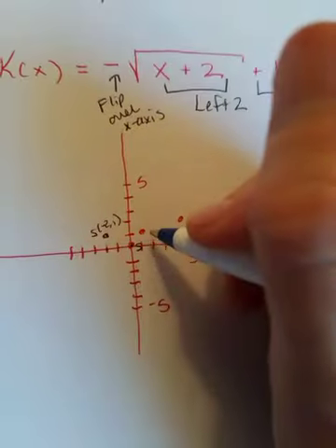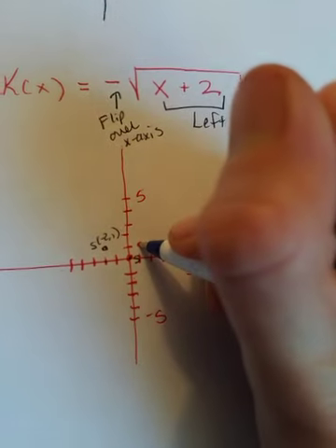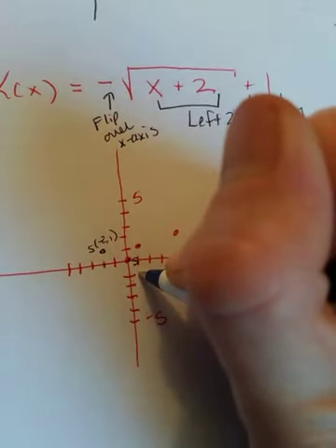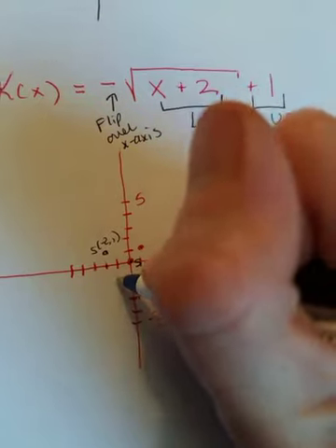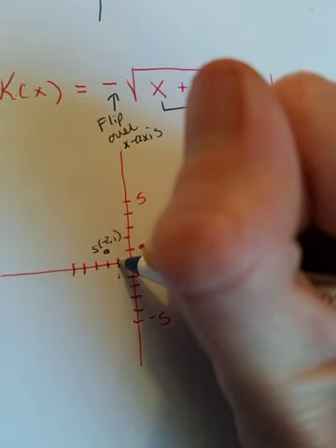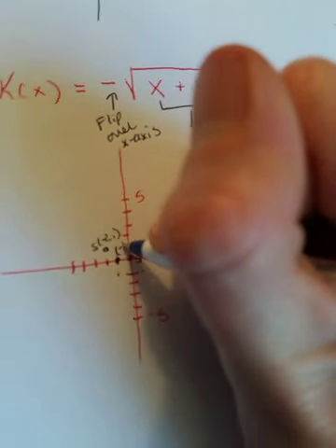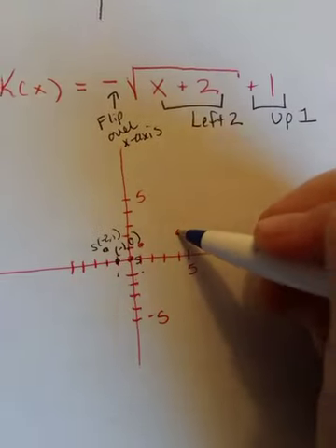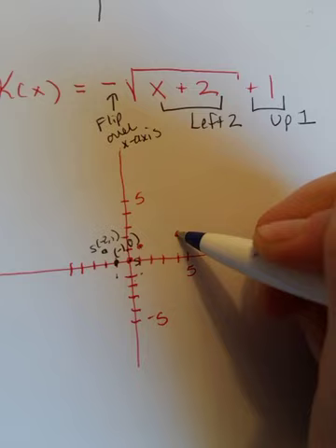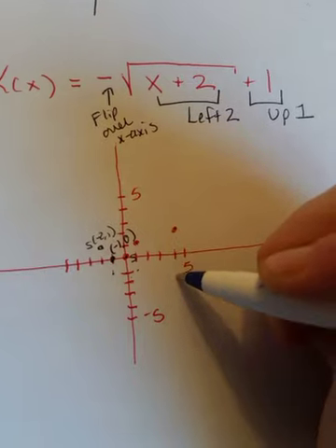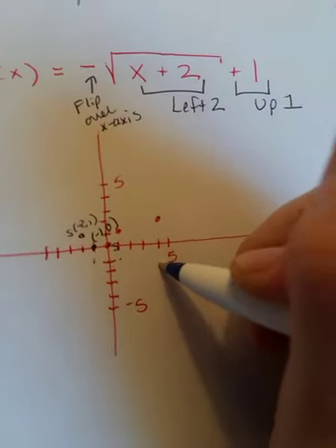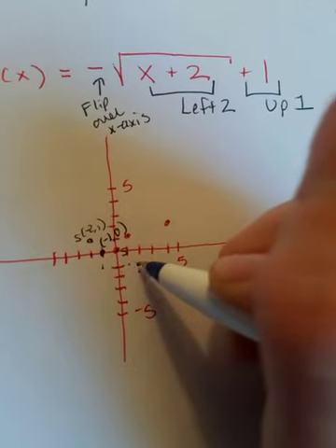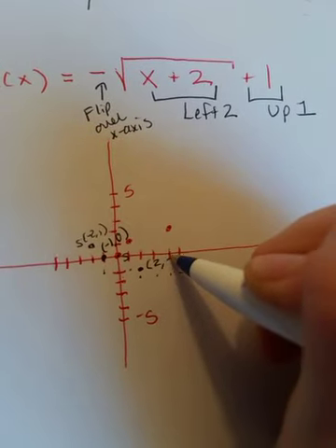Next point is (1, 1). I have to flip it over the x-axis. So now it's down here at (1, -1). I have to go left 2, and then I have to go up 1. So that's the point (-1, 0). And your last point at (4, 2), when I flip that over the x-axis, is now at (4, -2). I have to go left 2, and I have to go up 1. So we are at (2, -1).